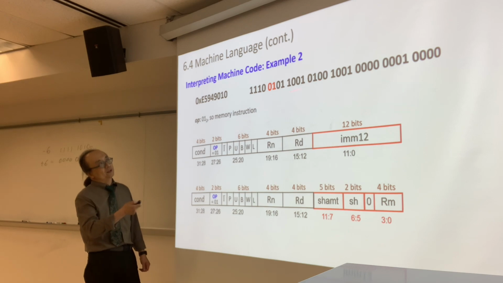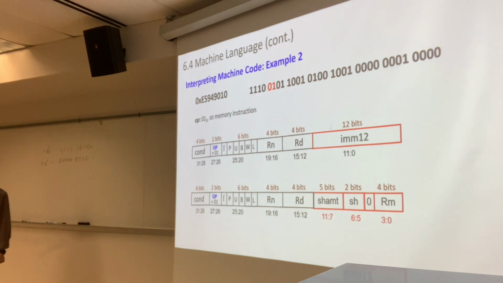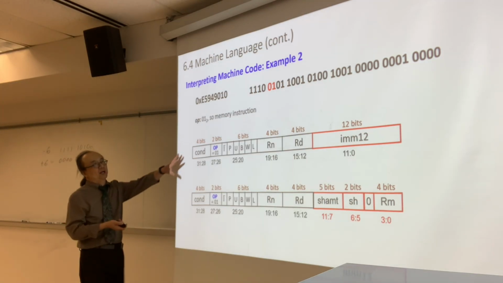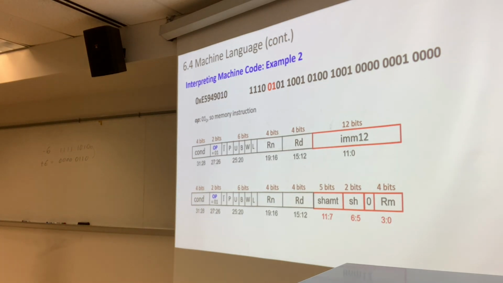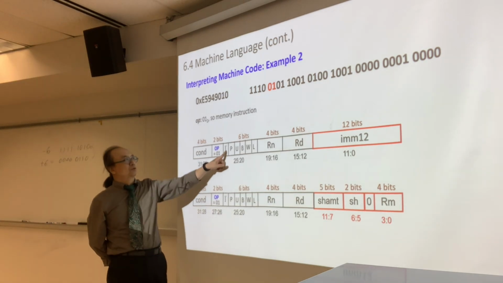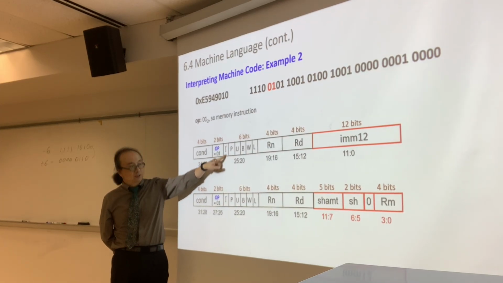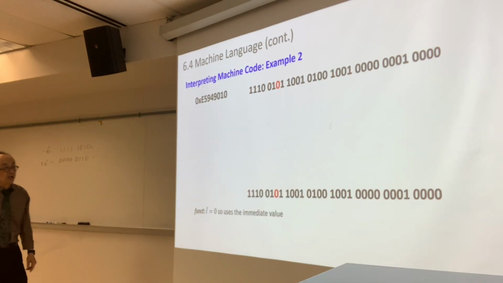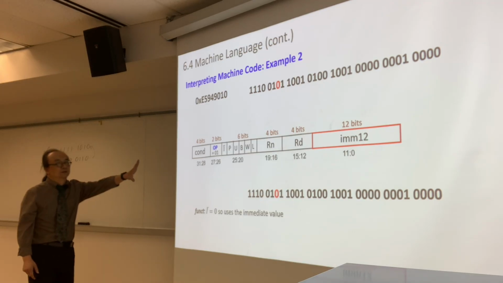E5949010. The binary number is this. 111001. The opcode is 01. Therefore, it's memory. So either we have this or this. So next, we want to check the I bit. What is the I value for this one? 0. And for this one, the I value is 1. So the I value is 0. Therefore, we have to have this format.